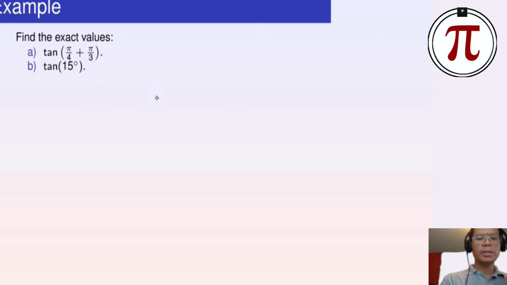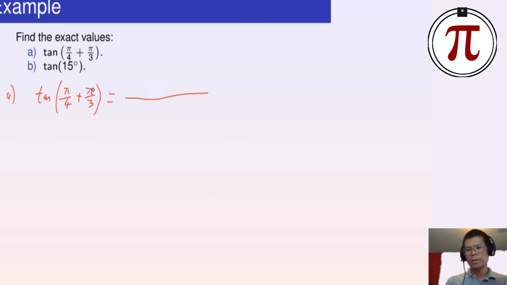So the first is a tangent of a summation of two special angles, right? So tangent of π/4 plus π/3. Now by the sum formula for tangent, it equals what? The summation on the top is tangent of the first, π/4, plus tangent of the second, π/3, over what? The bottom becomes what? The difference, one minus their product.